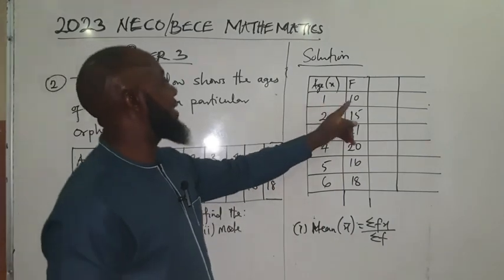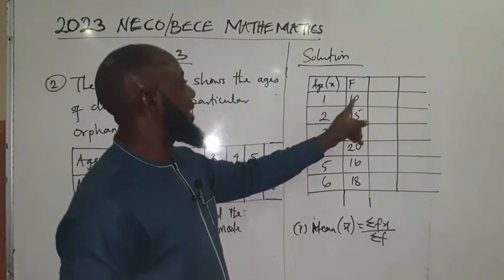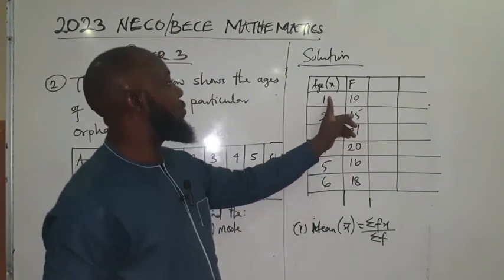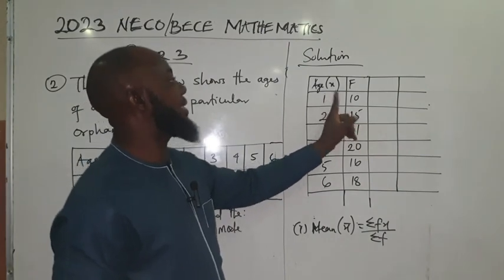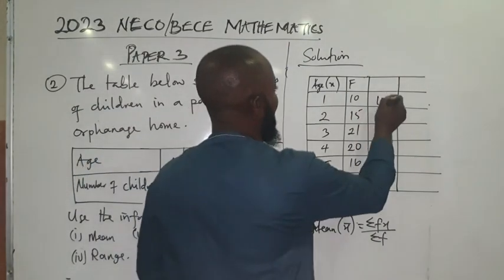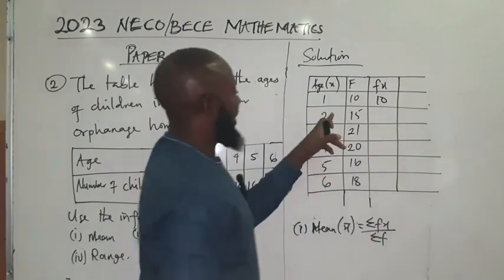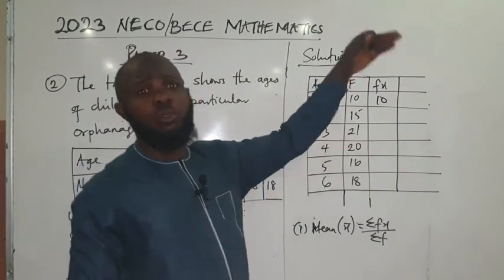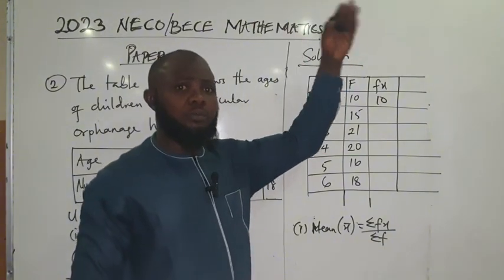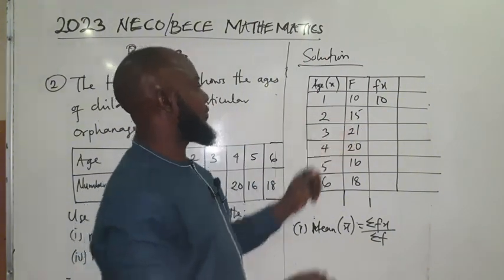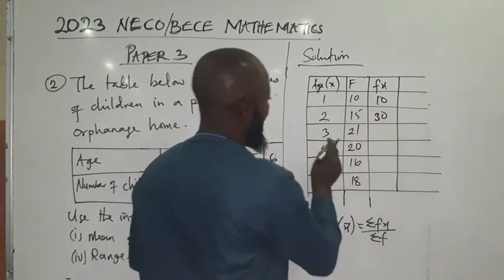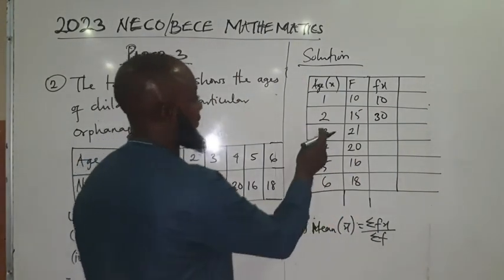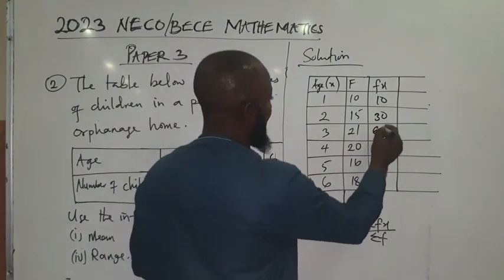So we can't be writing 1 in 10 places, and 2 in 15 places. Writing 1 in 10 places means we are going to add 1 times 10, which will give us 10. That is fx. Then writing 2 in 15 places means we add the 2 together 15 times, so that is 2 times 15. This will give us 30. 3 in 21 places would take us a very long time, so just 3 times 21, that is 63.